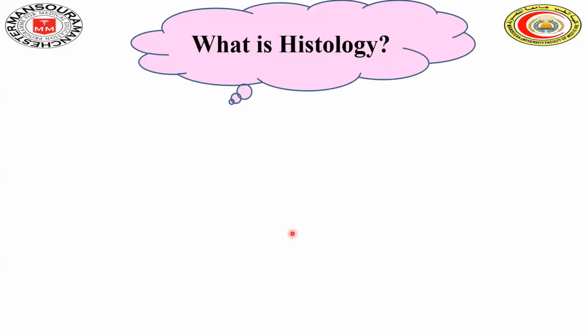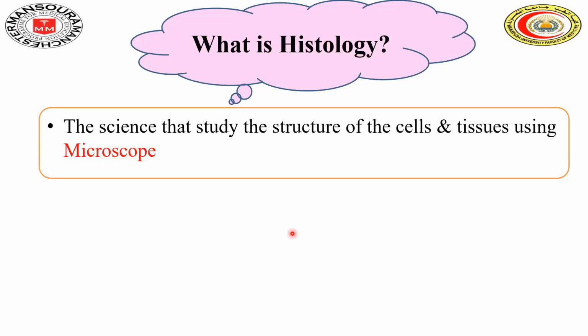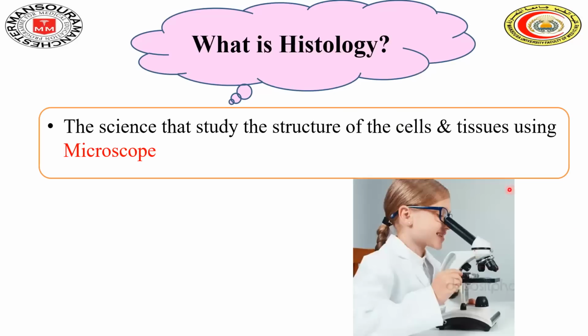Let's start first by the question, what is the science that we will deal with? What is histology? Simply, histology is the science that studies the structure of cells and tissues, and the study of these small components of the living body needs an instrument which magnifies the picture of these components in order for our eyes to see them. This instrument is called microscope.